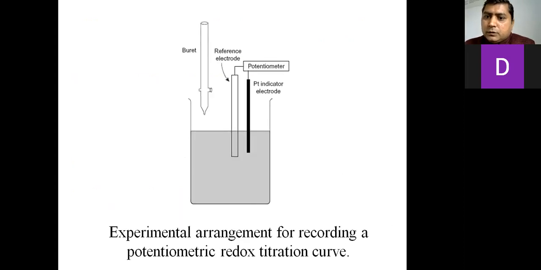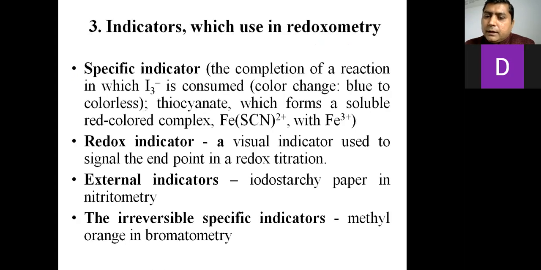Experiments like potentiometric titrations also come under the oxidation reaction. Among the indicators which can be used in oxidation reduction titrations, there are specific indicators, like starch in the case of iodine reactions. Starch we can use as an indicator. A redox indicator can be visualized at the end point, or an external indicator can be used.